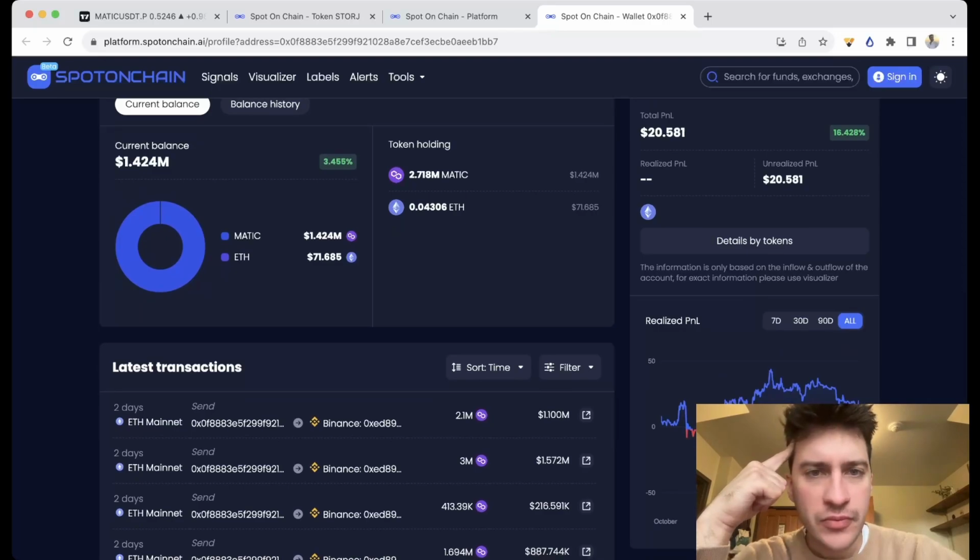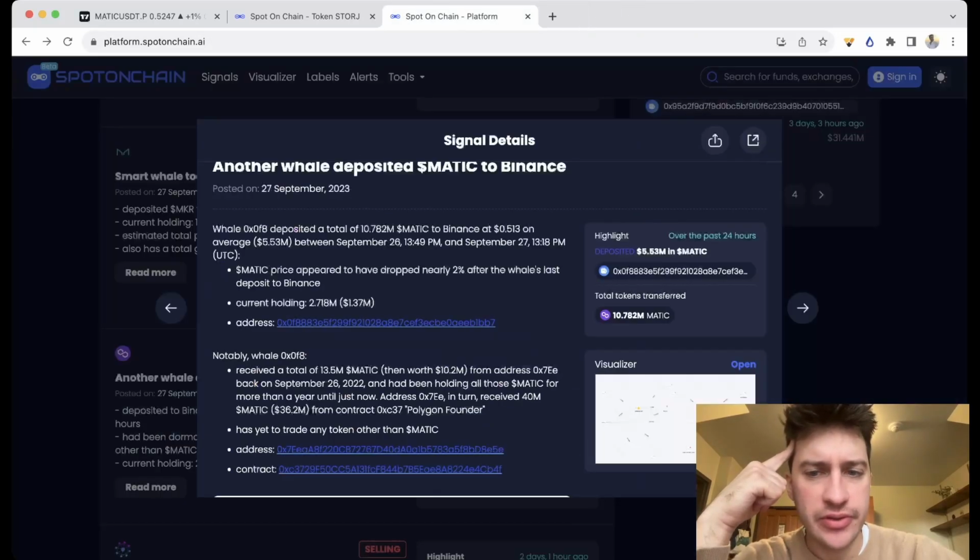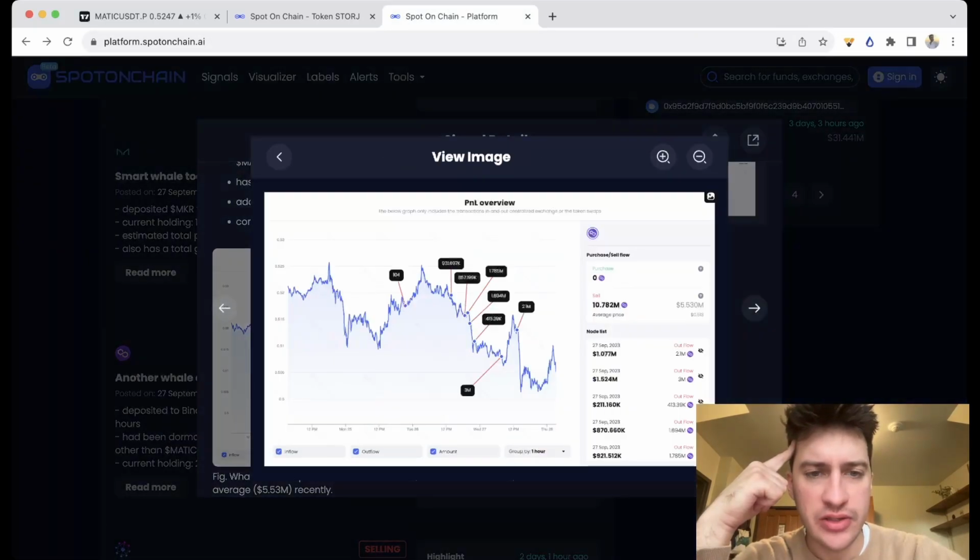So it looks like I'm not really able to see what I wanted to, which is this one right here, but I can just click on this, can't I? The P&L overview. You can see all the different times that this person had sold off.